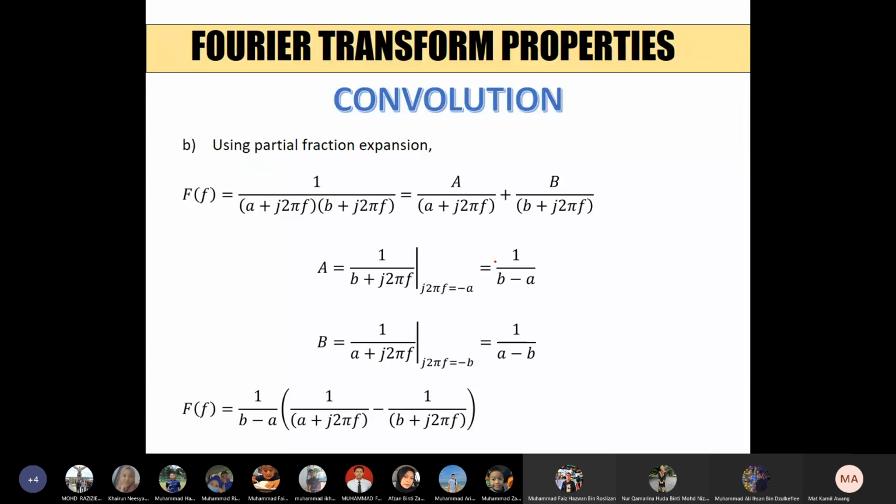Okay, now for part B, you have to do the inverse transform. So you are given this from part A. If you want to transform it, you can break this into this format using partial fraction expansion. So A is this, B is this, and you can write it in this form.